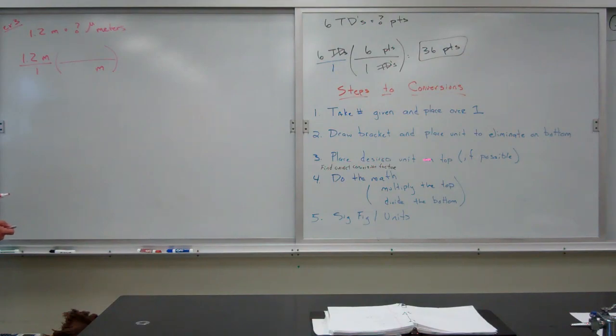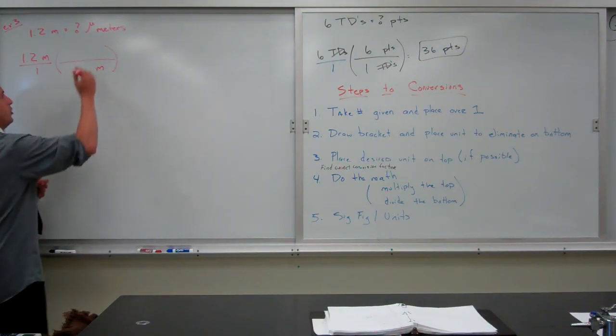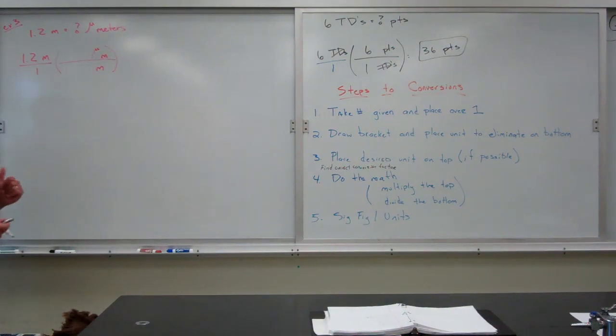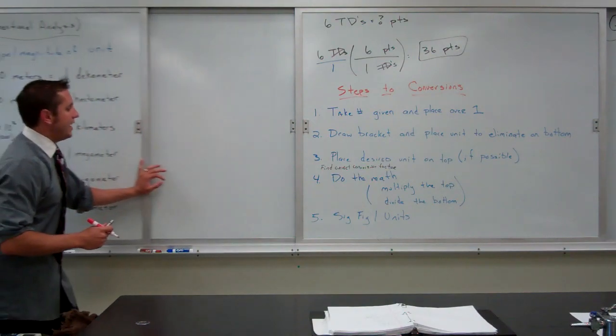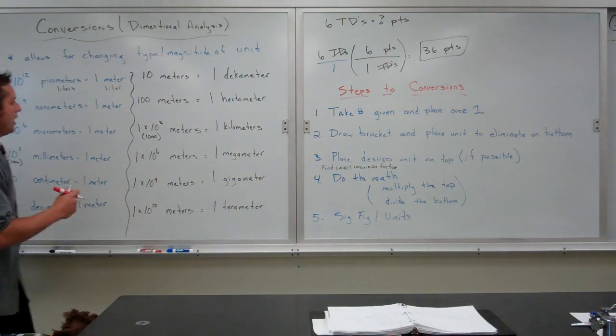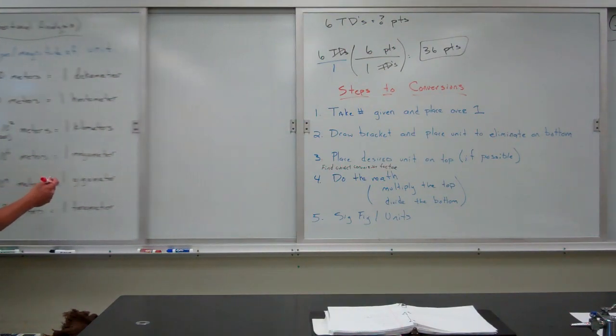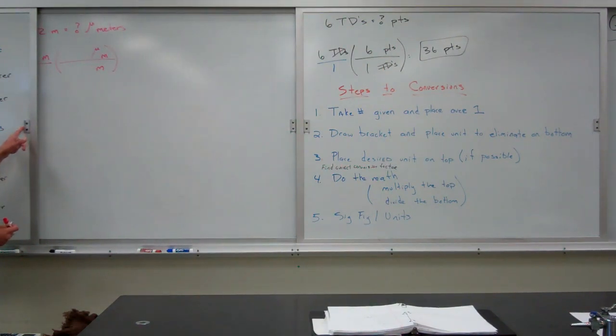Step 3, place desired unit on top if possible. We're trying to go from meters to micrometers. So we have to go to our worksheet and check to see if we can do that in one step. If we take a look, we want to find micro because the word meter is everywhere. Here is micro, and sure enough, on the other side is meter. That's all on one line, which means we are able to do this in one step. So we can put micrometers up there.